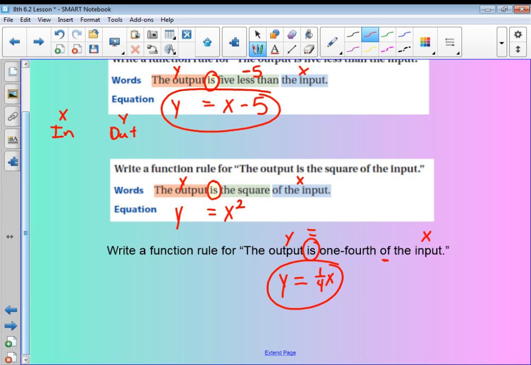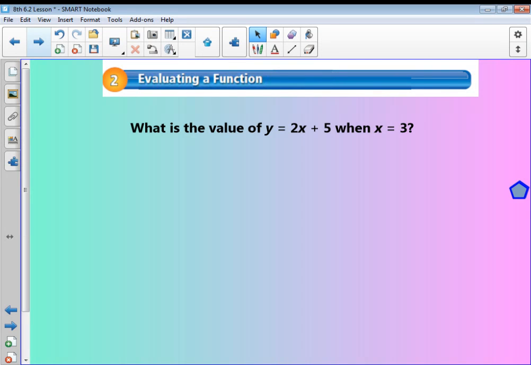Okay, so these take practice. Now we're going to continue on into evaluating expressions, or functions, sorry. This is going to look very similar to what you've previously done. You're going to substitute in a number that they give you, and you're going to solve the equation.